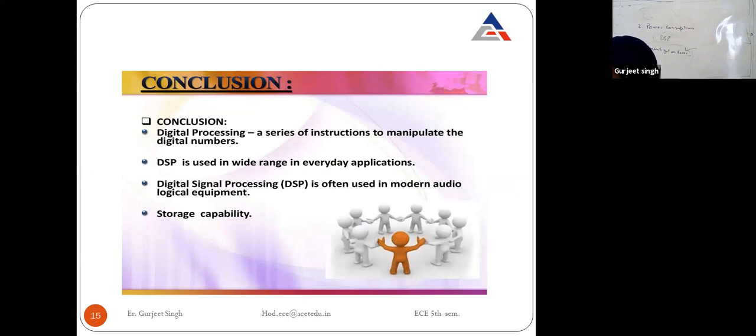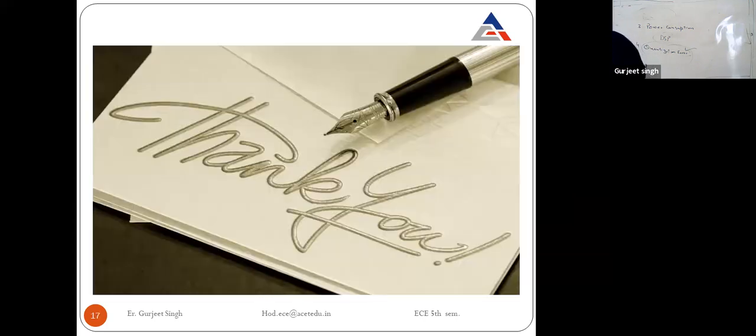Next, the conclusion: digital signal processing is the need of our era. We are using digital signal processing in every field and every application, like in the medical field and in different fields. And we have storage capability also; we can store the digital signal. We have a number of advantages and a number of applications of the digital signal processor. So these are the brief points about the digital signal processor. This is our first introduction part.